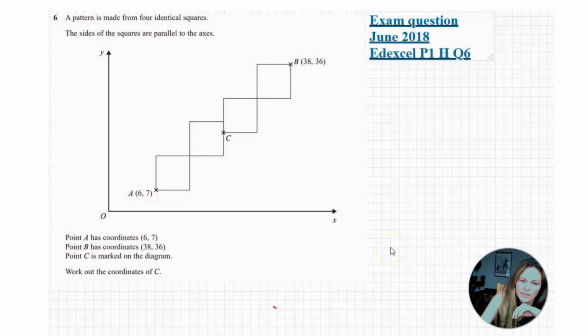So here it is. We've got four squares making up a pattern, like a staircase kind of pattern. It tells you that they're all squares, so all the sides are identical. We can make that assumption. We're given two coordinates: the coordinate at the bottom, A, and the coordinate at the top, B, and then we are asked to find C here.